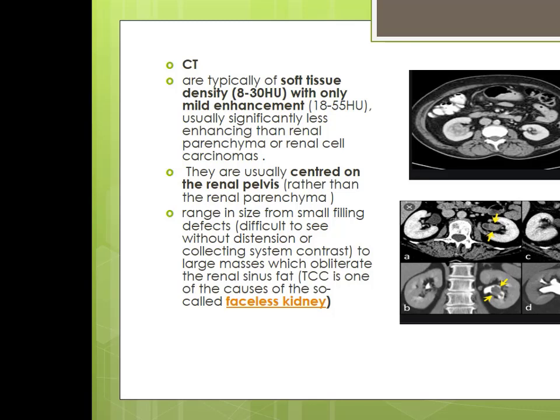This is very important because the RCC arises from the epithelial cells in the cortex or the parenchyma, whereas the TCC arises from the renal pelvis or calyces. They range in size from small filling defects to large masses which obliterate the renal sinus fat. So this is one of the common causes of faceless kidneys.